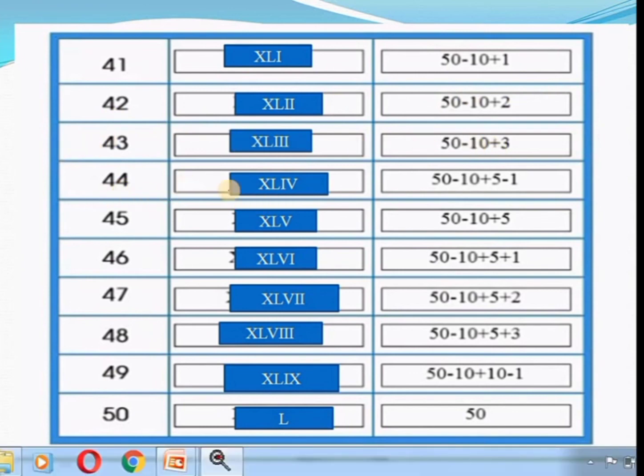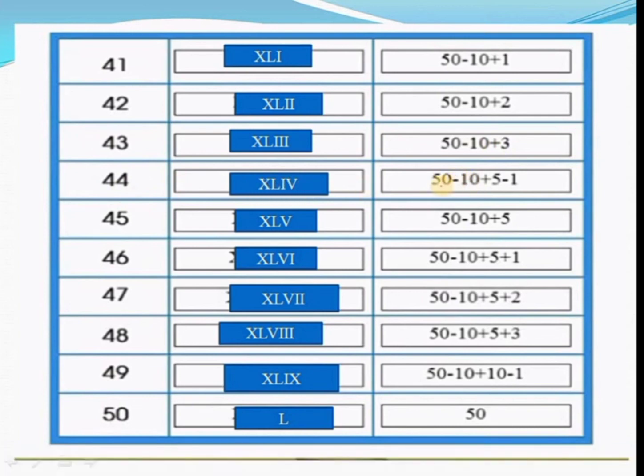So here 44: XLIV. You have to write 50 minus 10 plus 5 minus 1, because here 50 minus 10, and here the smaller number comes before the bigger number. So 50 minus 10 is 40, plus 5 is 45, minus 1 is 44. 45: XLV. 50 minus 10 is 40 plus 5 is 45.